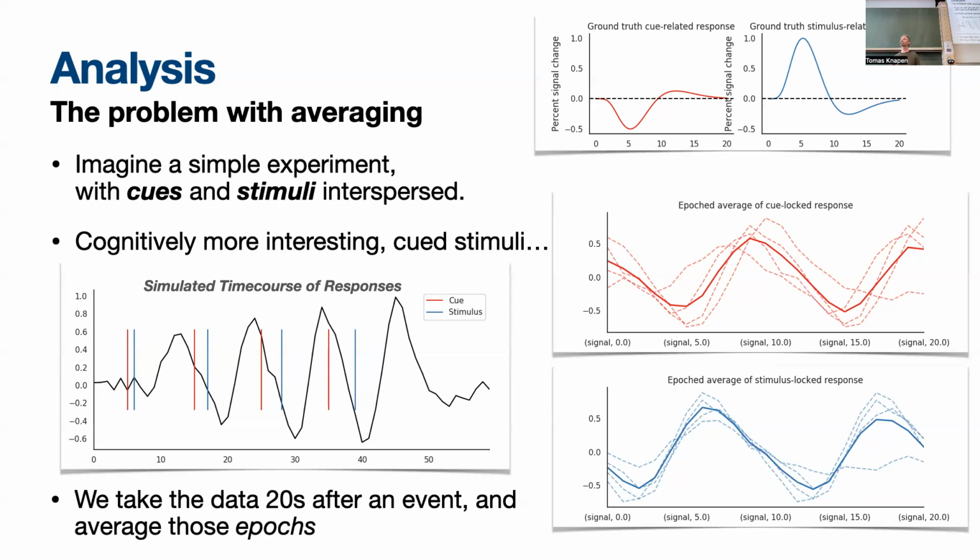You're throwing the baby out with the bathwater, sort of thing. What you know now is that in those 20 seconds after a cue, in all of these cases, you will have a stimulus. So if you take these 20 seconds after that cue, you're going to nicely look at a cue response, but you're going to have these random influences of the stimulus response also in there, and you've blinded yourself to that effect. And similarly, the same holds for the stimulus response.